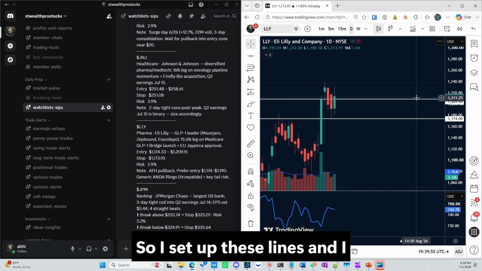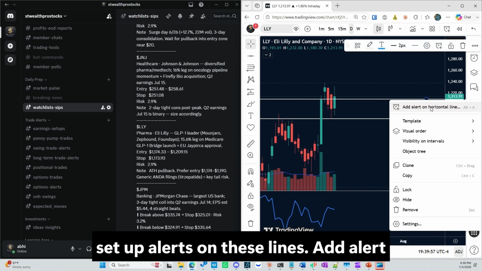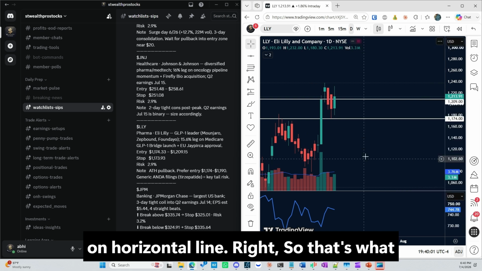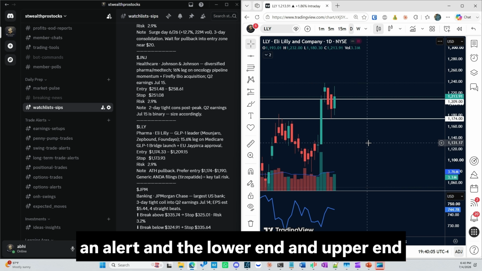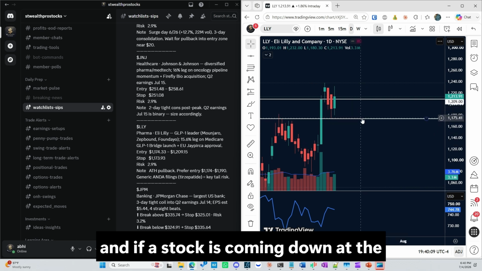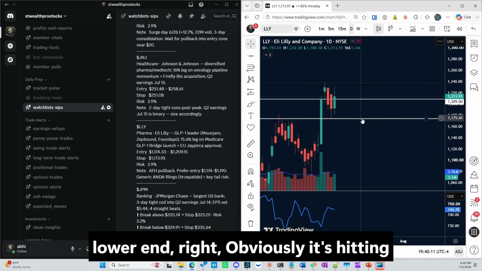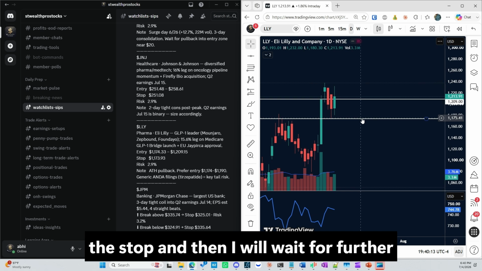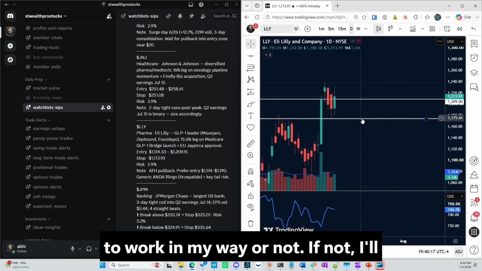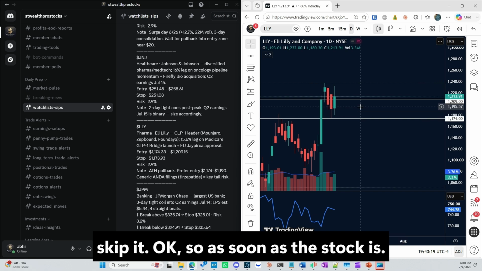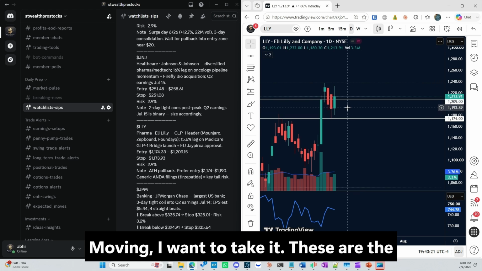I set up these lines and I set up alerts on these lines, add alert on horizontal line. I set up an alert on the lower end and upper end. If the stock is coming down to the lower end, obviously it's hitting the stop, and then I will wait for further confirmation whether this stock is going to work my way or not. If not, I'll skip it. As soon as the stock is moving, I want to take it.